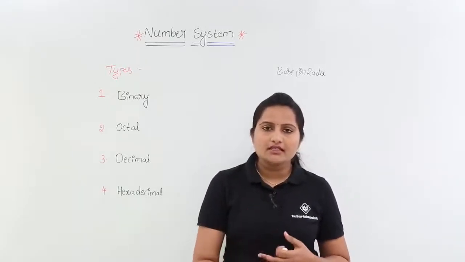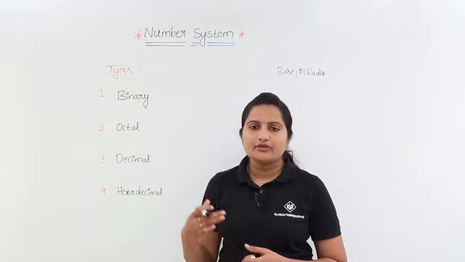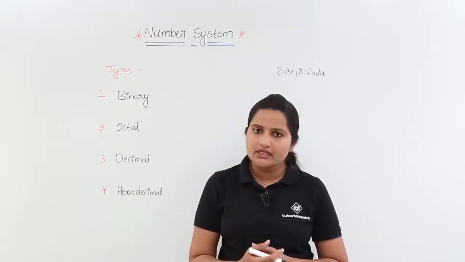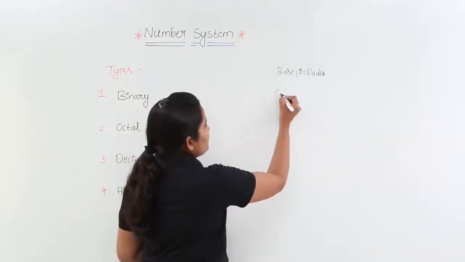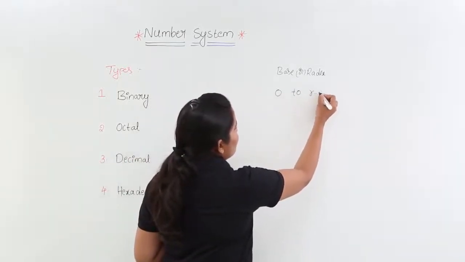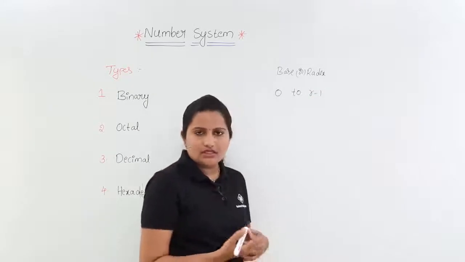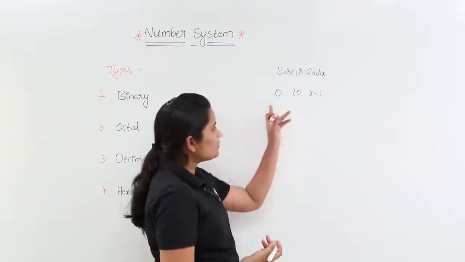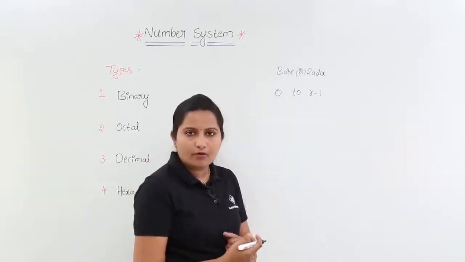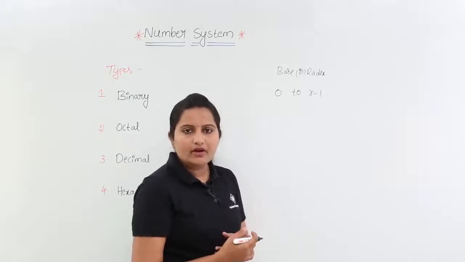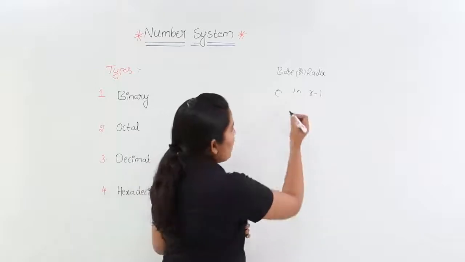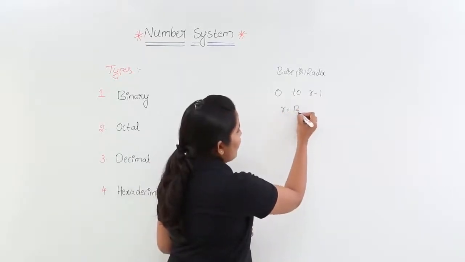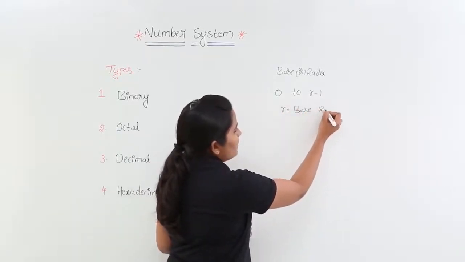How does it define how many digits we need to use in a particular number system? It has a formula. The formula is 0 to r minus 1 digits we can use. So, digits or symbols you can use: 0 to r minus 1 is the formula for the maximum number of digits that can be used in a particular number system, where r represents the base or radix.